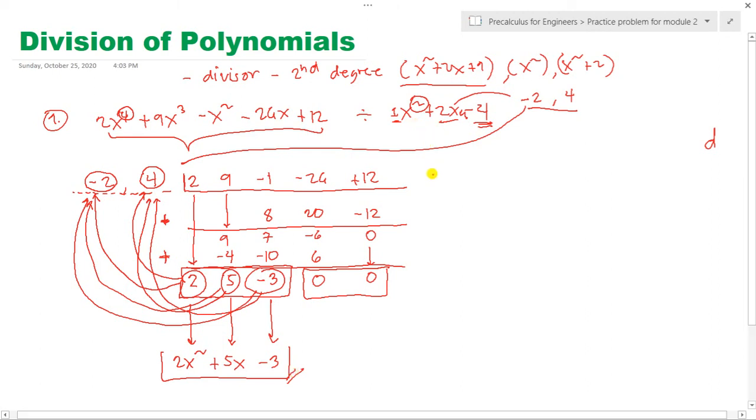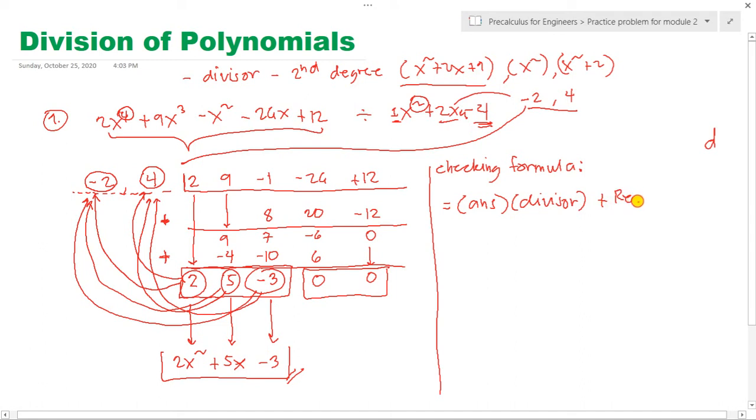Now class, in order to verify your answer, just use this checking method or checking formula. And our checking formula is dividend is equal to your answer. So ito, answer natin, multiplied natin sa ating divisor. So divisor, and then plus the remainder. Yung resulting answer niyan class is equal to our dividend. So kapag mag-equal siya sa dividend class, then you are correct. Yung sagot mo is correct. So kayo na lang po mag-check class at mag-verify kung tama yung sagot.